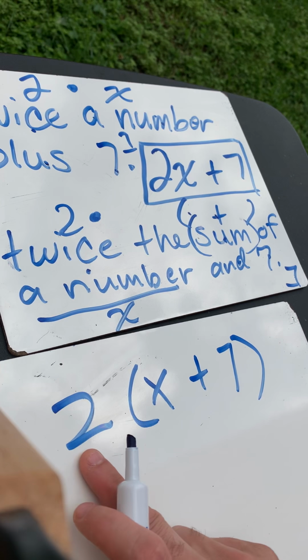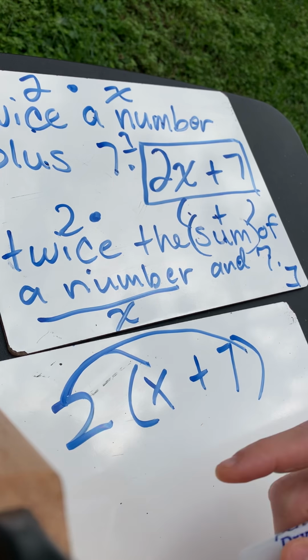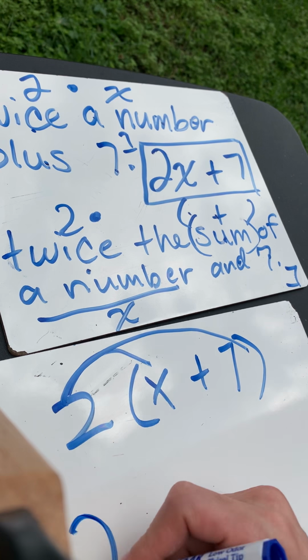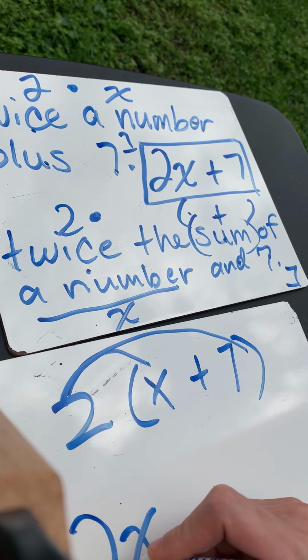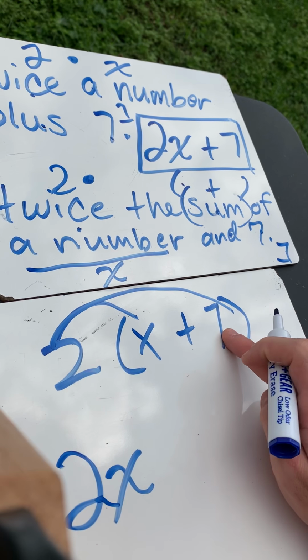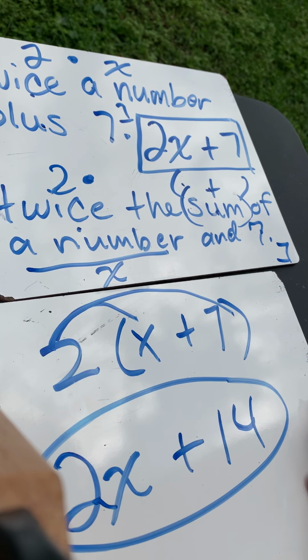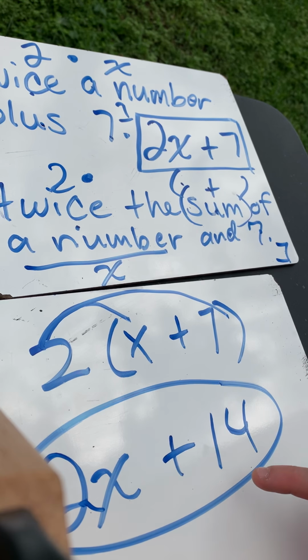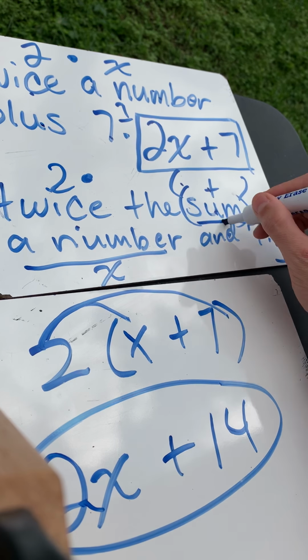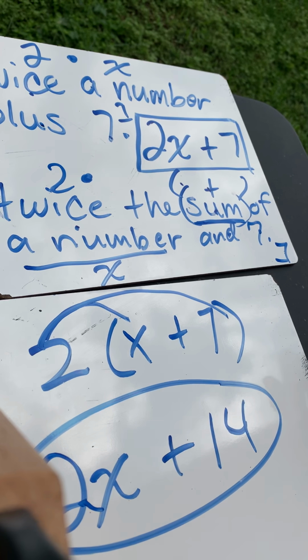Now what would you do if you have a number outside of a parentheses? You distribute. 2 times x would be 2x, and 2 times 7 would be positive 14. If we compare our answers, you see, very different answers. That's why you can't forget that the words sum and difference both require parentheses.